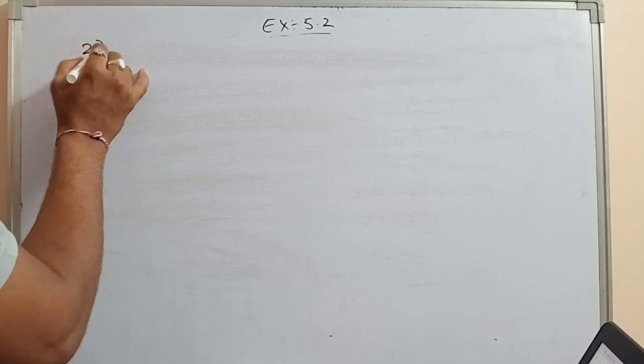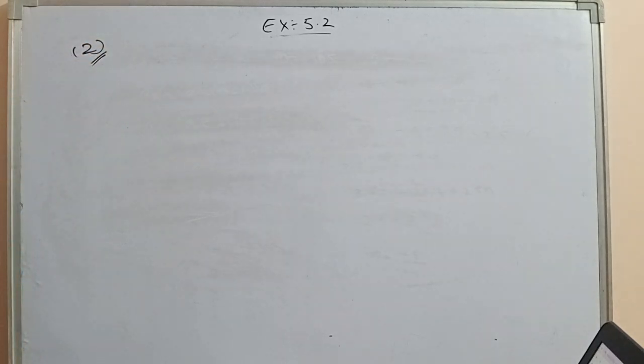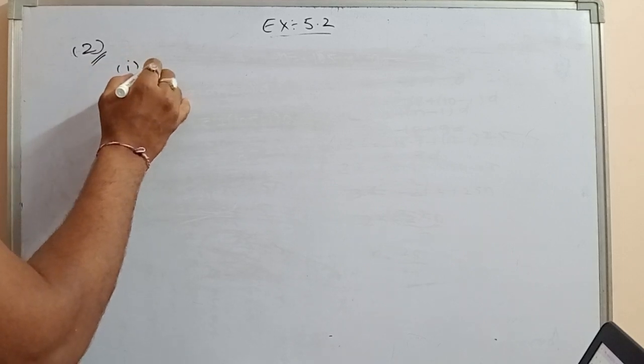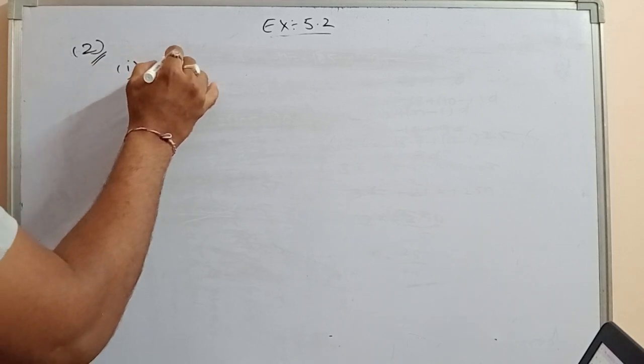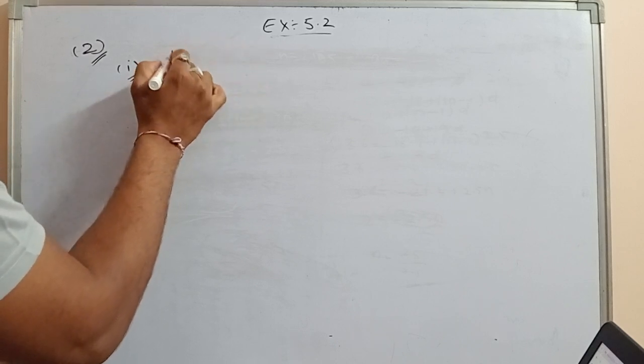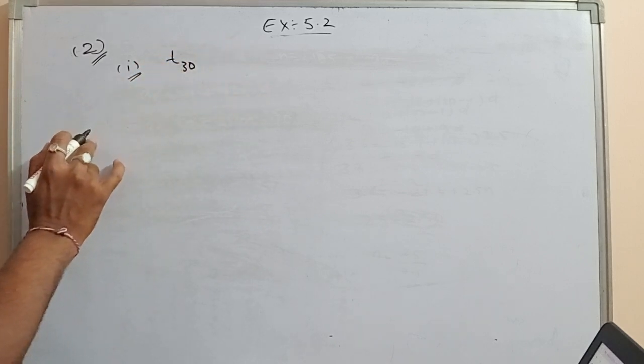So the first bit of the problem has been completed. In the second bit, choose the correct choice in the following and justify. The first one is given in that A bit: the 30th term of an AP we have to find. T30, we have to find.